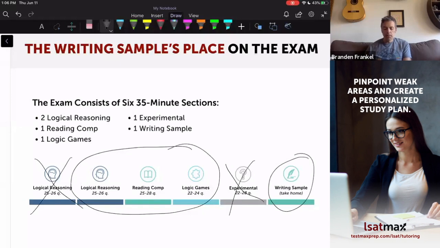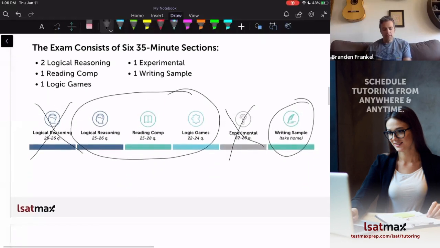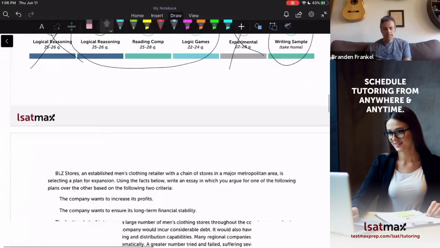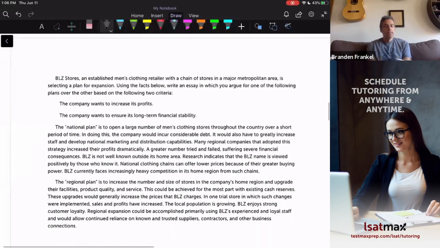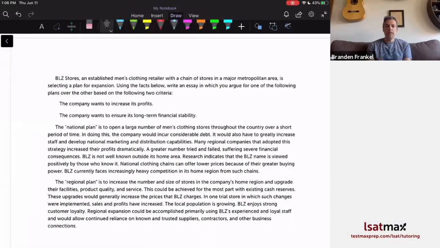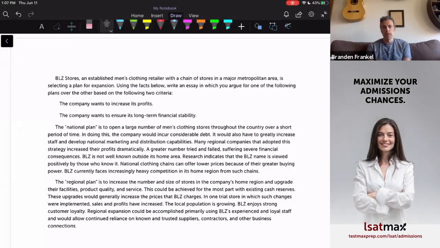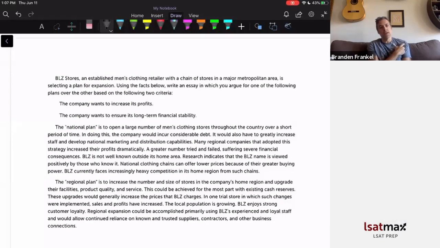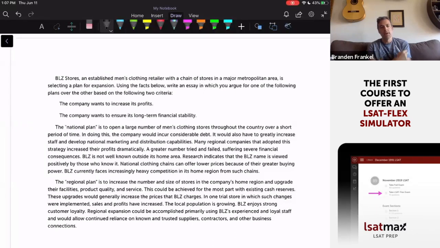So the writing sample, what is it? Why is it there? The writing sample is actually the only piece of the LSAT that tests your ability to do the kind of exams that you're going to do in law school. Even though the LSAT is a multiple choice exam, the vast majority of the exams that you take in law school will be essays. And they'll actually be argumentative essays.